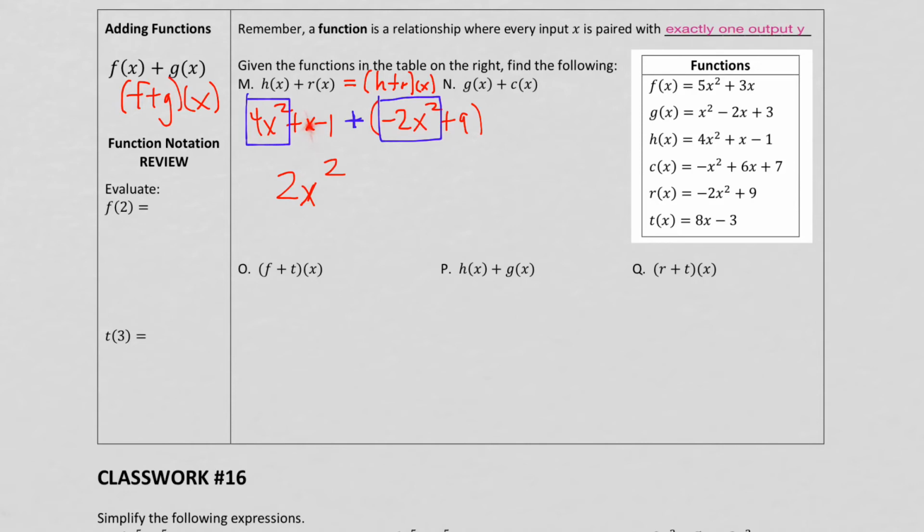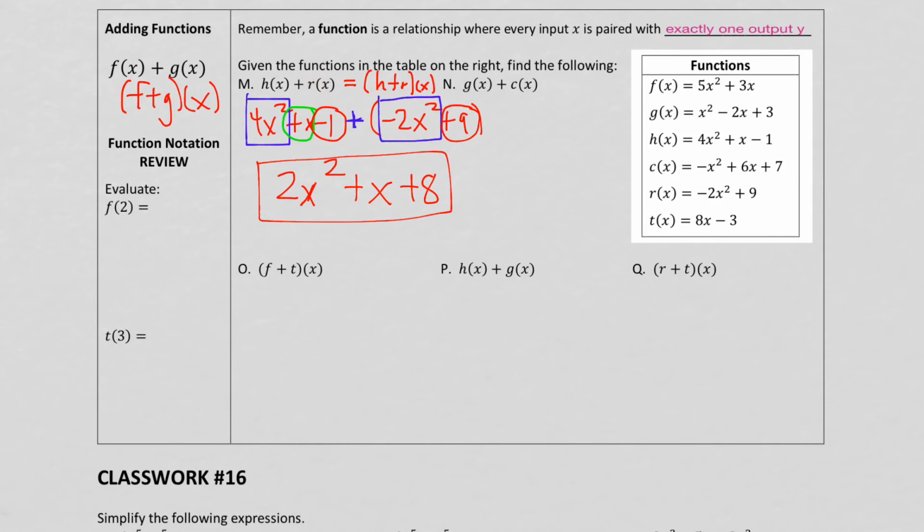Next, I see an x term here. As you scan the other terms that are left, there are no other x terms. So this x term here just comes down by itself, plus x. Then to finish, I see a minus 1 and a plus 9. So I can put these together, those are just constants, so 9 minus 1 is going to be 8. So this would be the result of adding together h of x plus r of x.